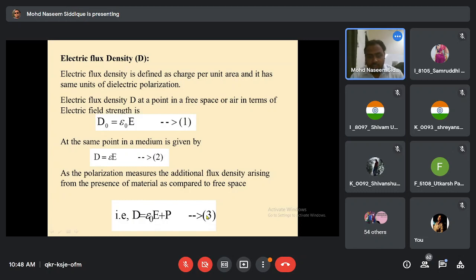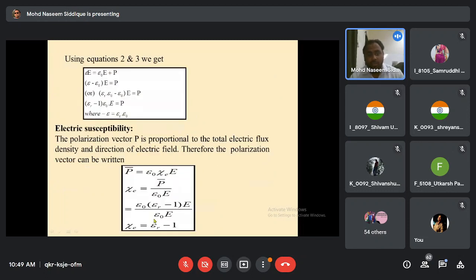So D is equal to epsilon naught E plus P. Is it clear? This is the main equation. Always keep it in your mind. D is the displacement vector, E is the electric field, and P is the polarization vector. On the basis of this equation, we can analyze all kinds of dielectric material. We should know at least equation number three. Is it clear? Yes, sir.